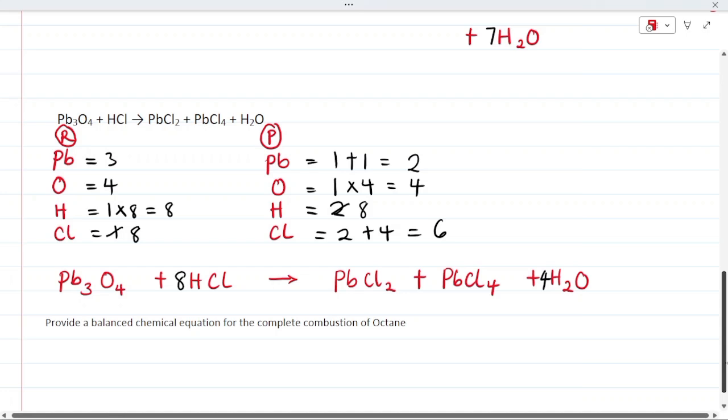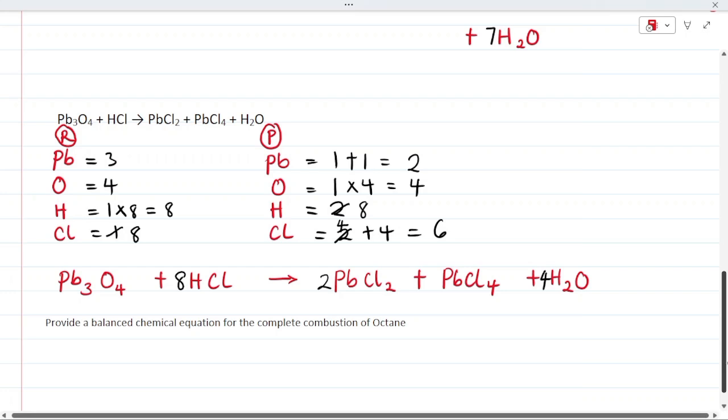Luckily for us, chlorine appears in 2 places. 1 is already 4. So if I come here and I adjust it with a 2, 2 times 4 is already 8, greater than what we need. So what do I do? I adjust the part that has a lower figure, and this part has chlorine as 2. So I adjust this chlorine over here with a 2.